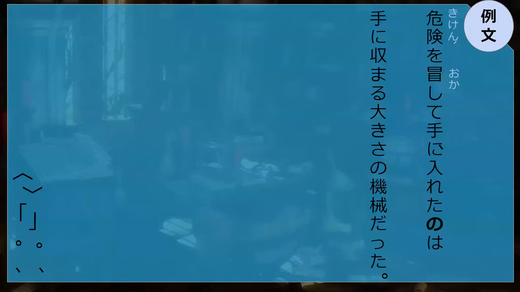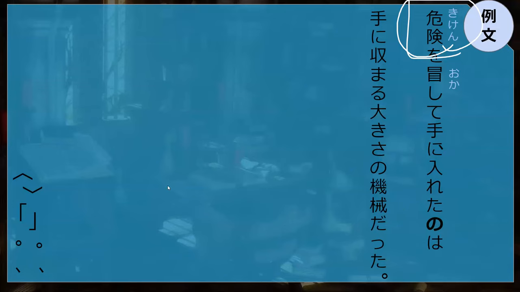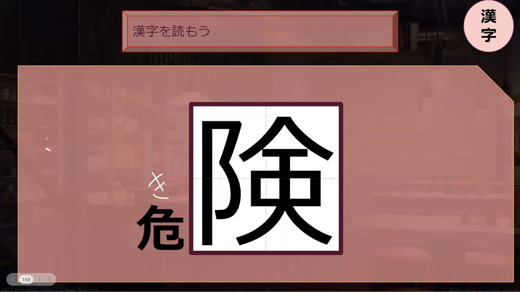Here's a word that we saw in the past. Do you know what that word is? You can ignore the rest of the sentence, just need the kiken part. It is danger. Is it danger the noun? I guess it is danger in this context. So it starts with ki. What is the dangerous word?